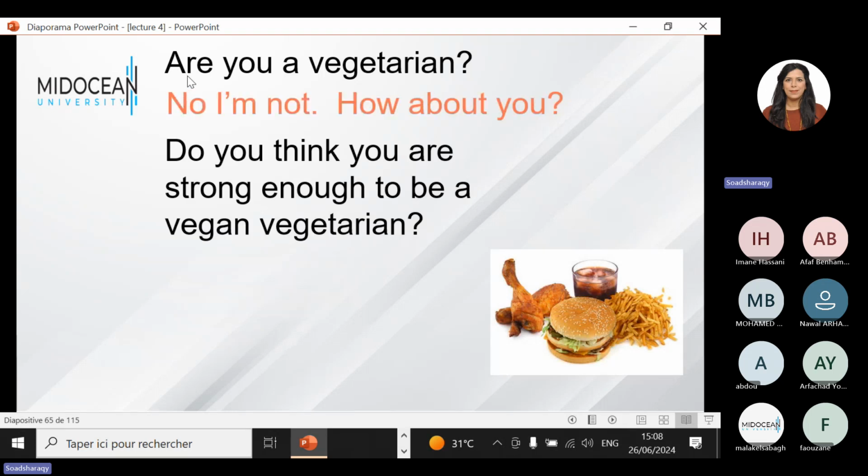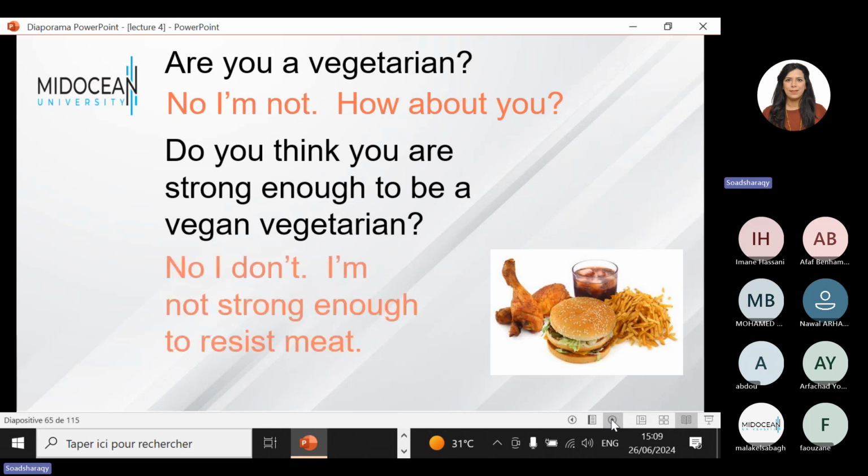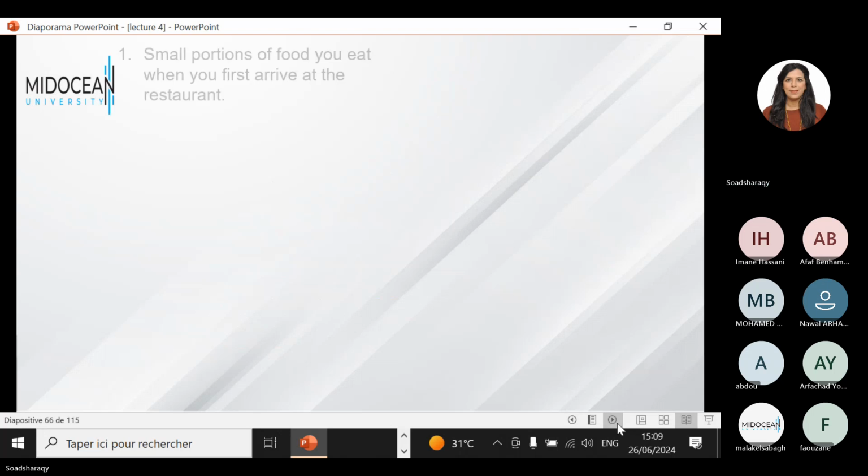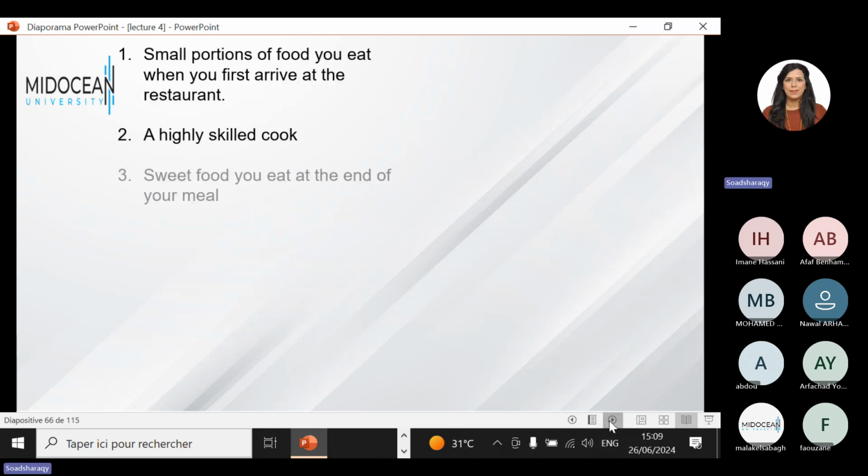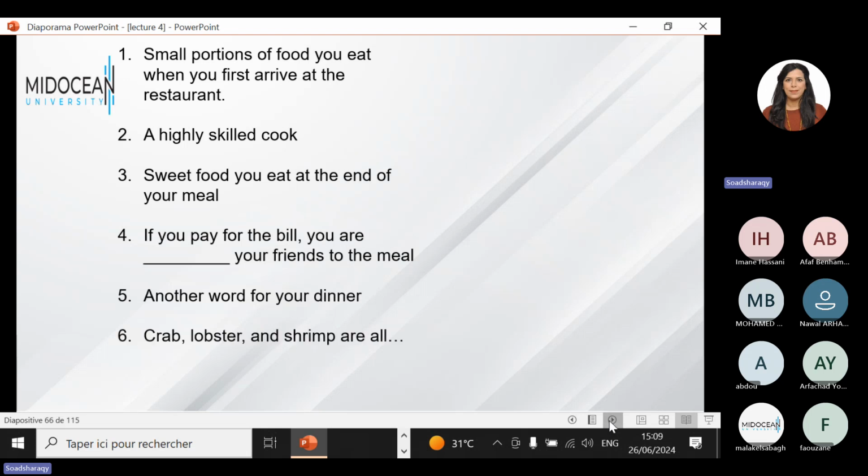So another question, are you a vegetarian? You can say, for example, no, I'm not. How about you? Do you think you are strong enough to be a vegan or vegetarian? Example, no, I don't. I'm not strong enough to resist meat. Okay, let's do this activity now.